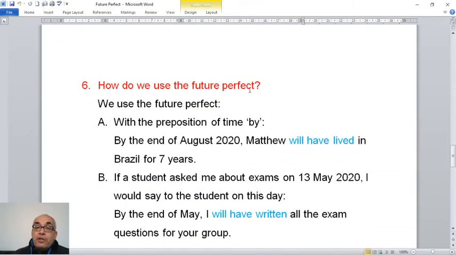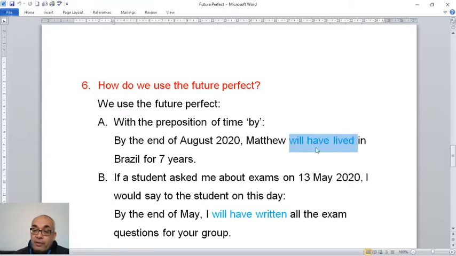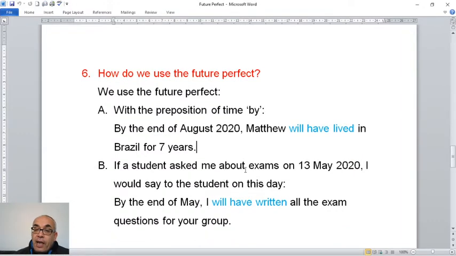How do we use the future perfect? We use the future perfect with the preposition of time by. So if I say, by the end of August 2020, Matthew will have lived in Brazil for 7 years. And this is the future perfect. Yeah? And we use the future perfect again here.